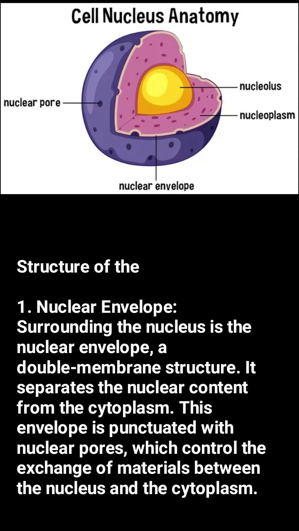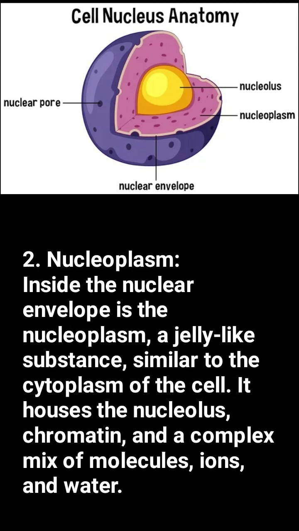Structure of the nucleus. 1. Nuclear envelope. Surrounding the nucleus is the nuclear envelope, a double membrane structure. It separates the nuclear content from the cytoplasm. This envelope is punctuated with nuclear pores, which control the exchange of materials between the nucleus and the cytoplasm.